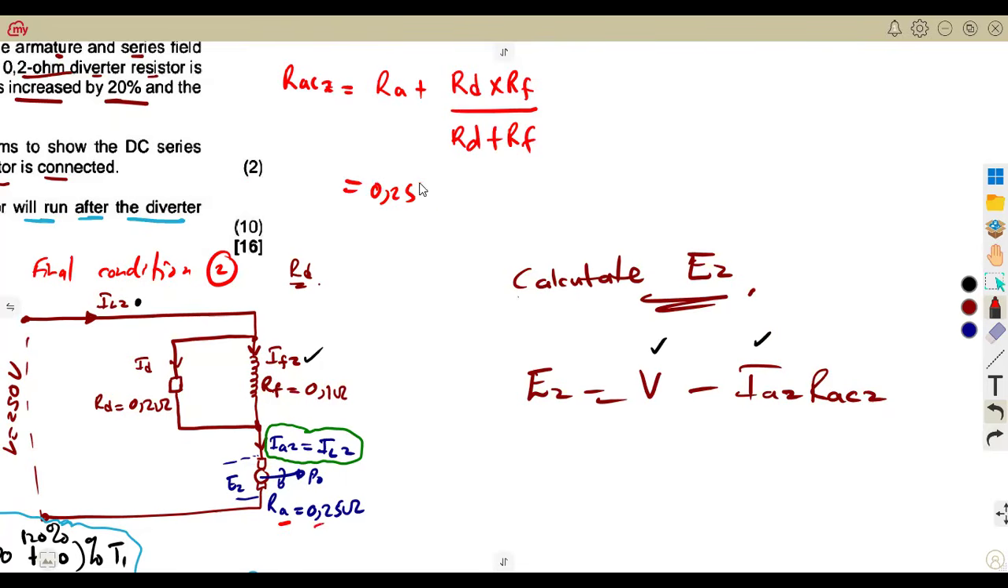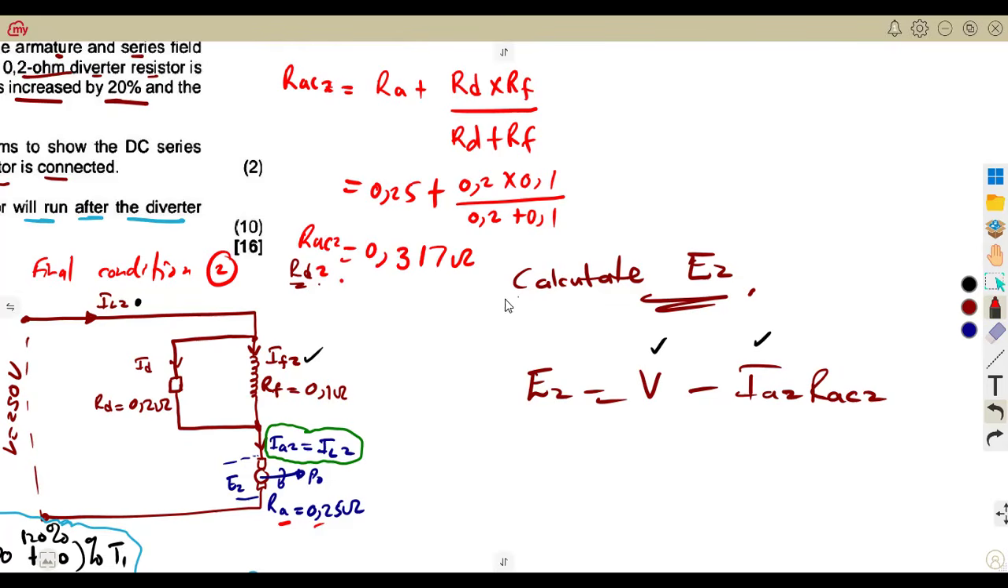0.25 plus the product of RD, 0.2 times RF, which is 0.1 over the sum, 0.2 plus 0.1. So in this case, the resistance of the armature was going to be calculated. And that was going to give us 0.317 ohms, the resistance of the armature circuit 2 of the final condition.